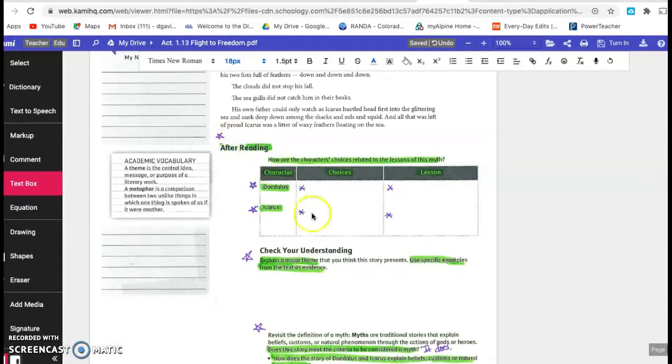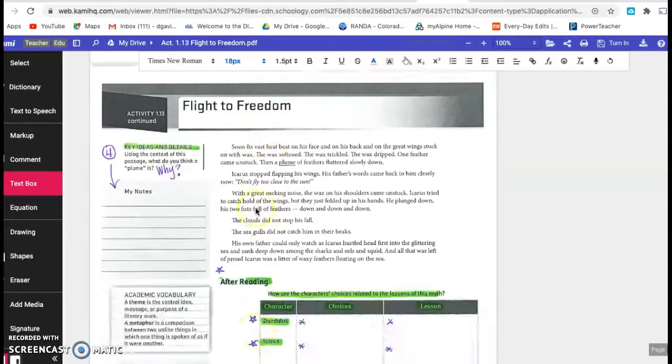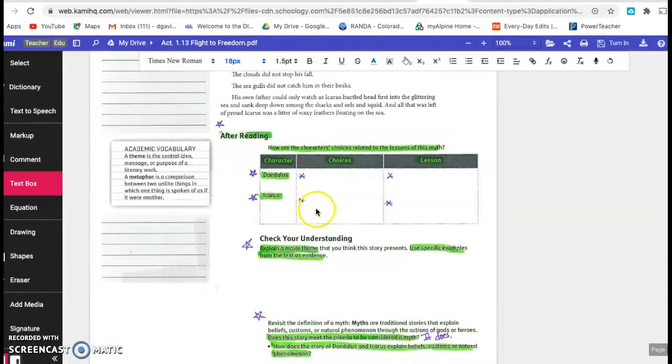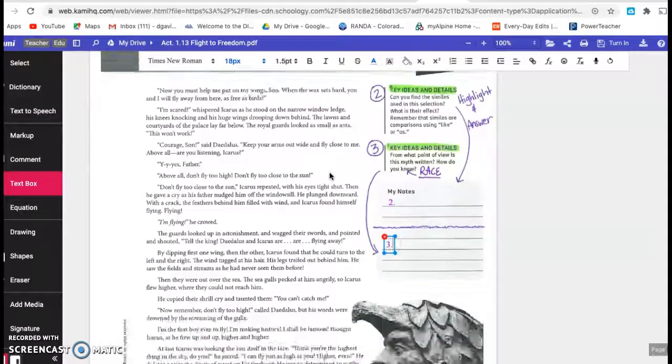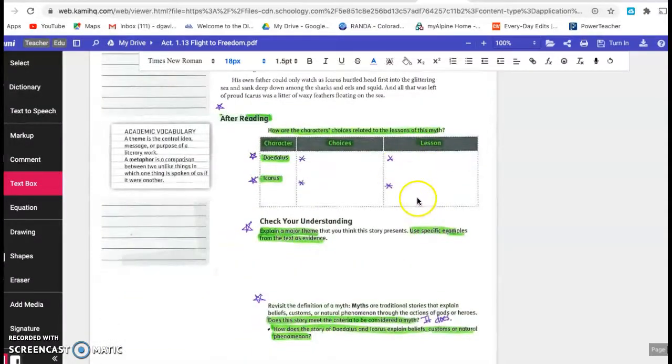After reading, you are not done once you are done reading. You have to answer a few after reading questions. It says, how are the characters' choices related to the lessons of this myth? Here are our 2 characters. You need to decide what is one choice they made during the story. So one choice for each particular character, and how it relates to the overall theme or life lesson. Because remember, we are analyzing how theme is conveyed in the story. Our life lesson correlates to this answer right here.